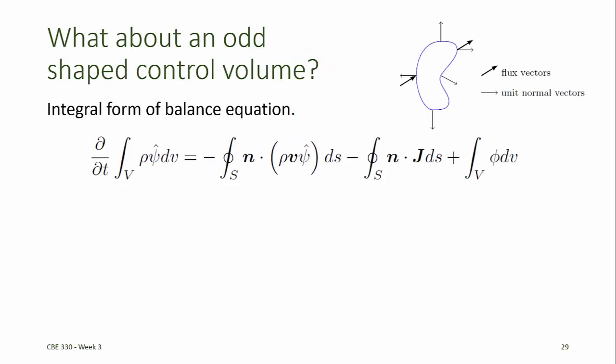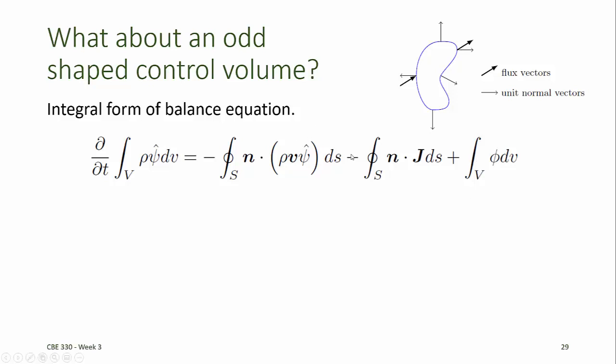The integral form of the generalized balance equation for any extensive property psi accounts for the accumulation of psi integrated over the entire volume. This occurs due to the net advective flux across the control volume boundary integrated over the entire surface area of the control volume, the net diffusive flux across the control volume boundary, again integrated over the entire control volume boundary, and the volumetric rate of generation of the property psi integrated over the entire control volume.